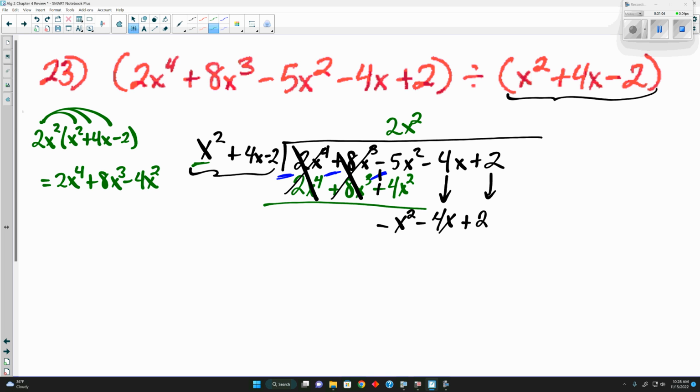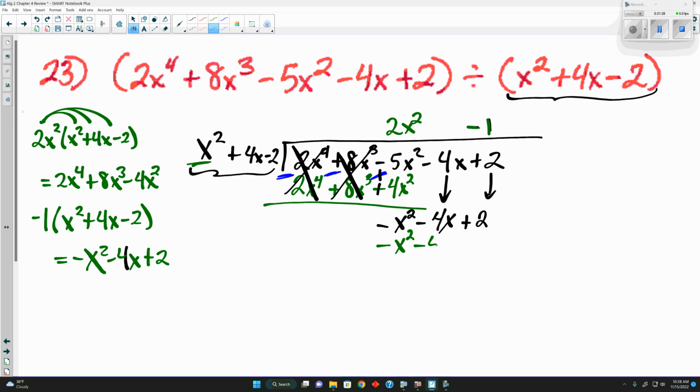So the next part here, what times x squared is negative x squared? Because we already have the squared, don't we? So we just need what? Negative 1. So we can multiply the whole thing by negative 1. And if we do that, we would get negative 1 times x squared is negative x squared. Negative 1 times 4x is negative 4x. And negative 1 times negative 2 is going to be plus 2. So we get negative x squared minus 4x plus 2.